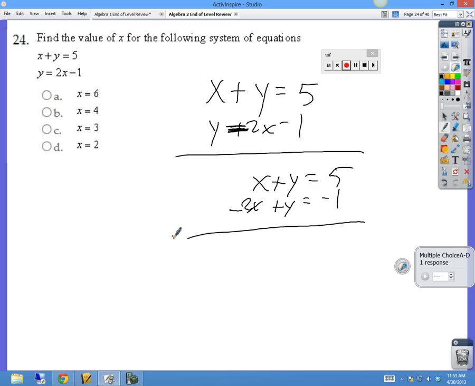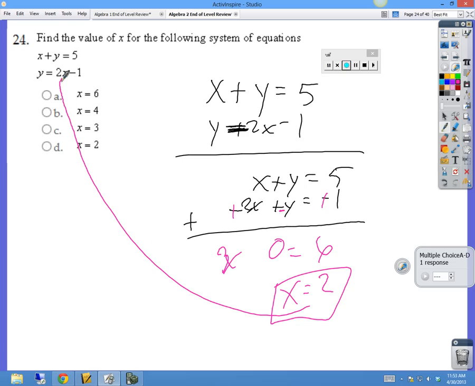Okay, now I'm going to add them up vertically, but I'm going to force my y's to eliminate. So look at this. If I have y plus y, that's 2y. But if I have y minus y, that's 0. So I'm going to change this to a minus. I've got to change that to a plus and change that to a plus. So 2x plus x is 3x. And 5 plus 1 is 6. 3x equals 6. x has to equal 2. And if you know x is 2, then you just plug it into either the top or the bottom. 2 times 2 is 4. 4 minus 1 is 3. y's got to be 3.